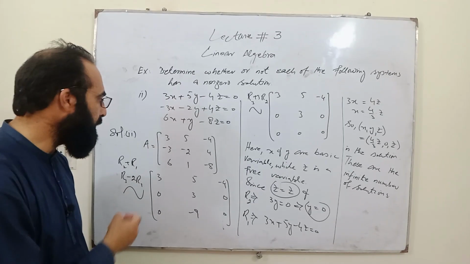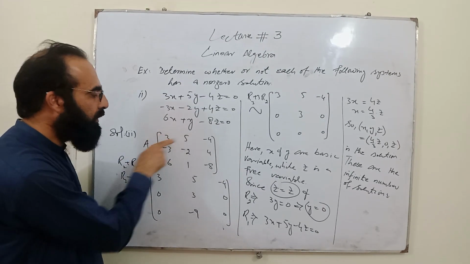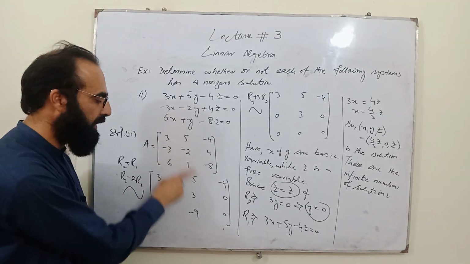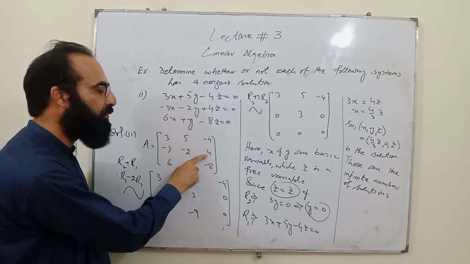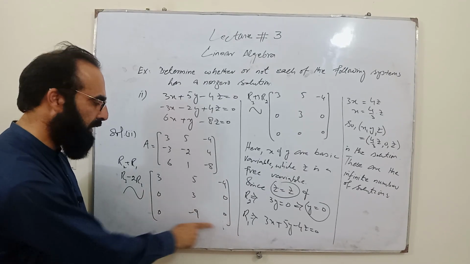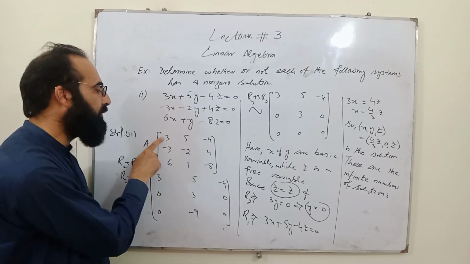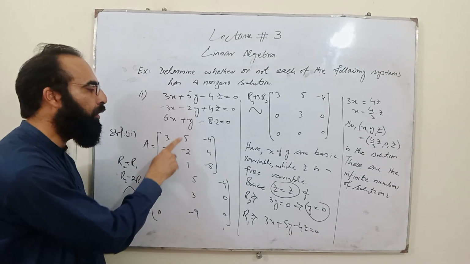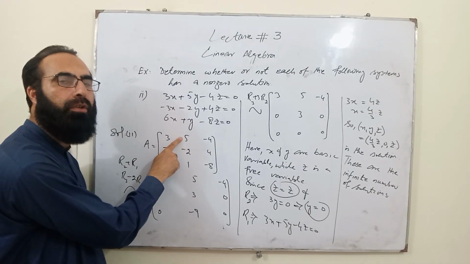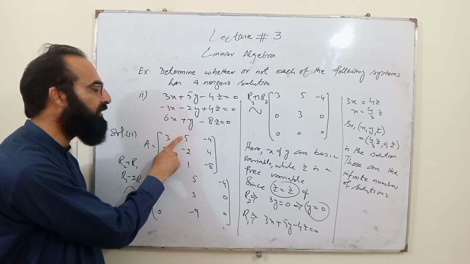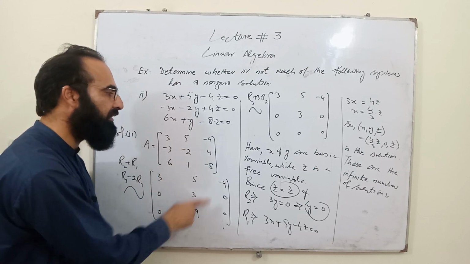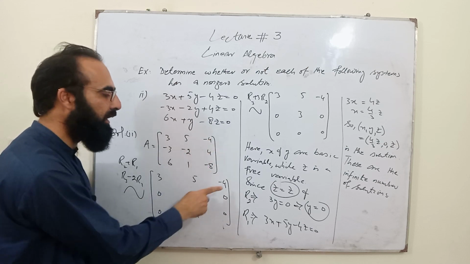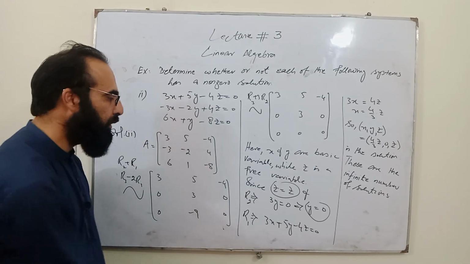Let's explain this one. Add R1 and R2. So 3 plus minus 3 gives us 0. Add 5 with minus 2, you will get 3. Add minus 4 with 4, you will get 0. For R3, subtract 2 times 3 from 6, you will get 0. 2 times 5 will give you 10, and subtracting that 10 from 1, you will get minus 9. And 2 times minus 4, due to subtraction, it will become plus 8. So minus 8 plus 8 will give you 0.